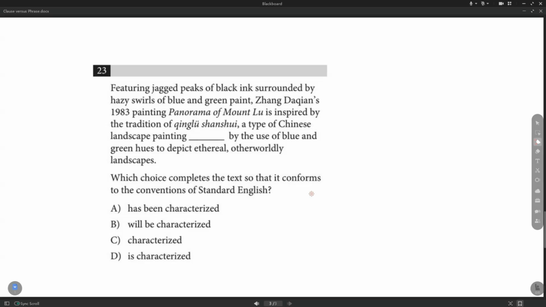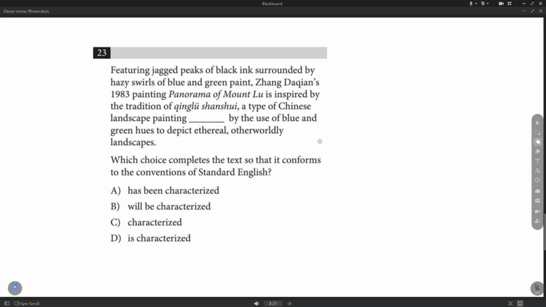Question 23 here. It's quite a long opening sentence. I'll read it through. Featuring jagged peaks of black ink surrounded by hazy swirls of blue and green paint. Oh, it's a long modifying phrase. But we finally get to the subject. Zhang Daqian's 1983 painting, Panorama of Mount Lu. Okay, so I want you to notice that comma there.